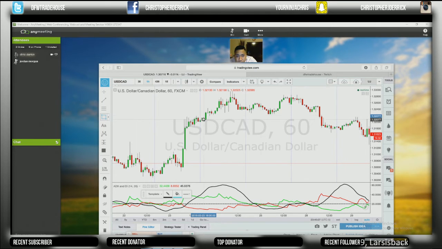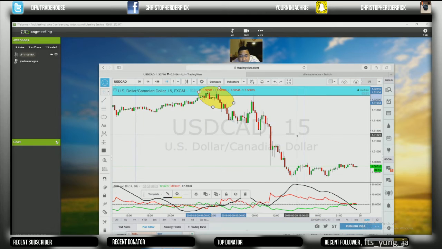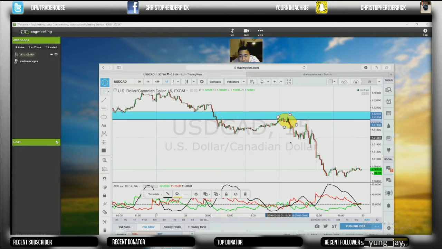This is the tricky part. There's a zone right here. Look, this happened at what? 2 o'clock in the morning, 3 o'clock in the morning, a reversal happened. It came up, made an M, double top, whatever you want to call it. Remember, I said you guys could call it whatever you want to call it.